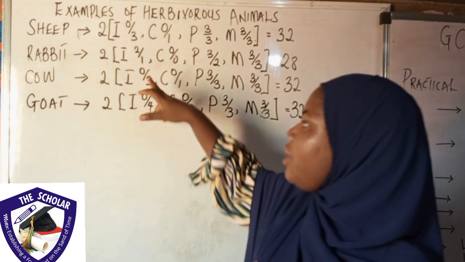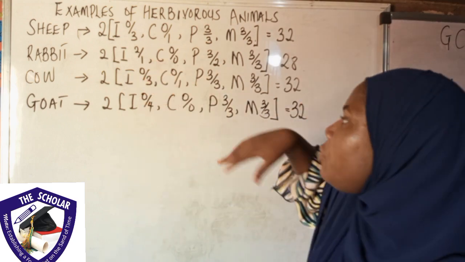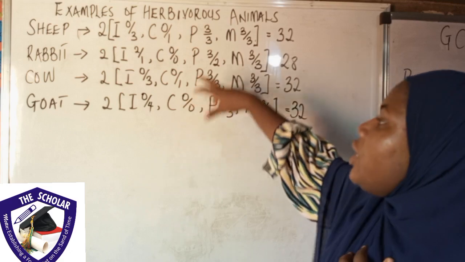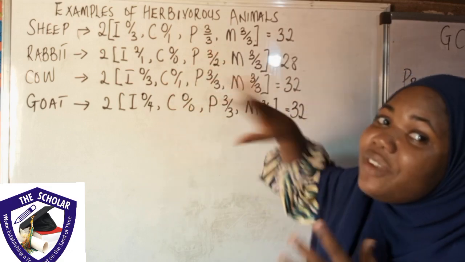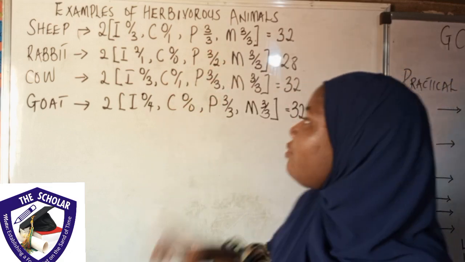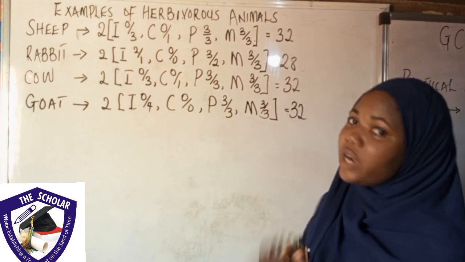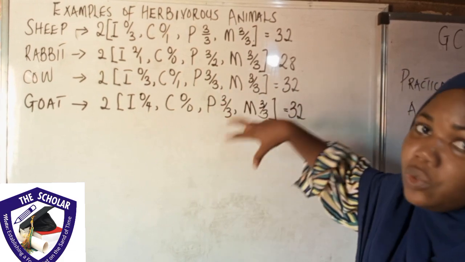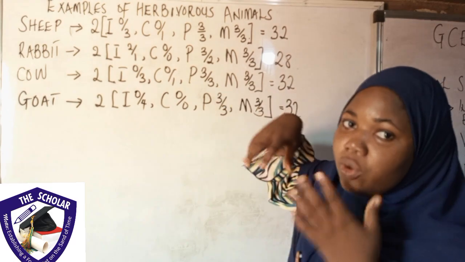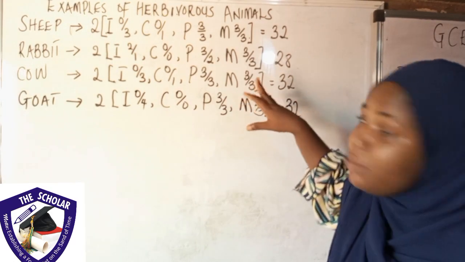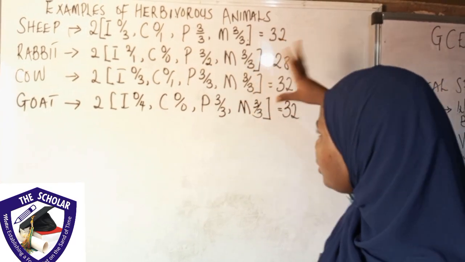For cow, they have no incisor in their upper jaw. They have 3 in their lower jaw. They also don't have what? They don't have any canine in their upper jaw. They have just 1 in their lower jaw. For cow, they have 3 premolar in their upper jaw, 3 in their what? Lower jaw. They have 3 in their molar, 3 in their upper jaw, 3 in their lower jaw.